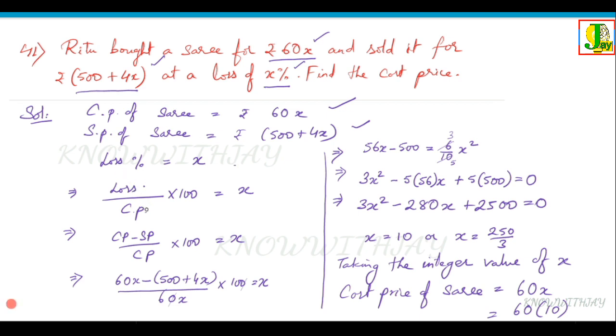So what is the formula for loss percentage? It's loss over cost price into 100%. That's our loss percentage. So what is loss? When you sell for less than cost, you actually have a loss. Putting in all the values, since we now have the expression, it is reduced to a quadratic equation, 3x square minus 280x plus 2500 equals 0. Now you need to solve this.